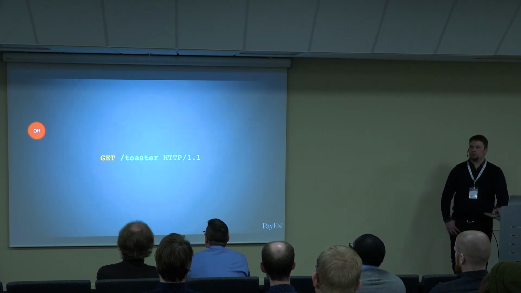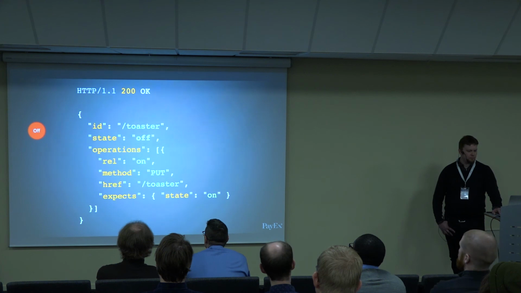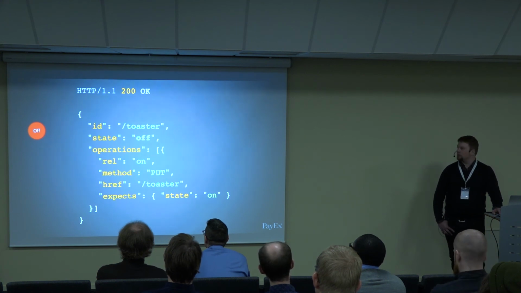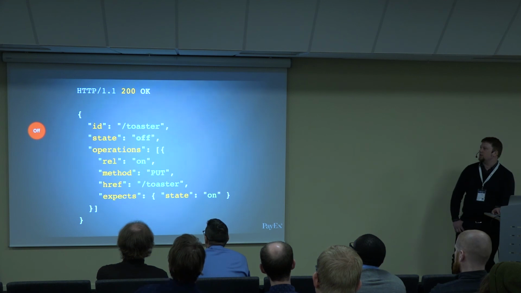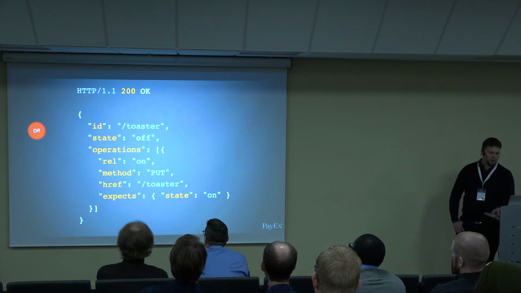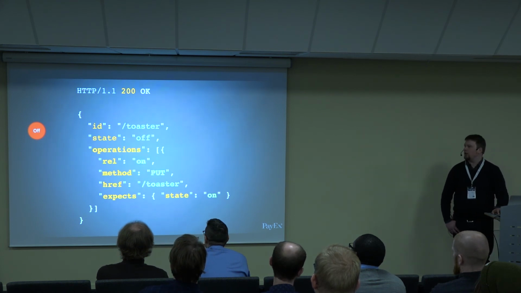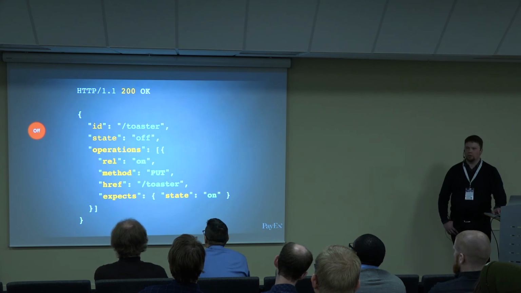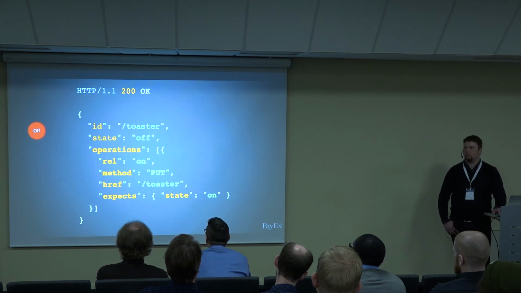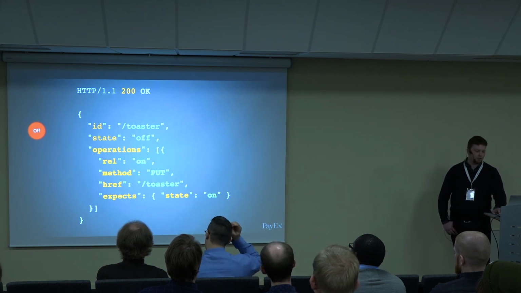Let's get the toaster resource. Okay, cool. We have a JSON document telling us that the state is currently off, and we have one operation defined. If we take a look at that operation, it has a relation called on. Now that probably means that if we apply that operation to the resource, the end state of the toaster will be on when the request is completed.